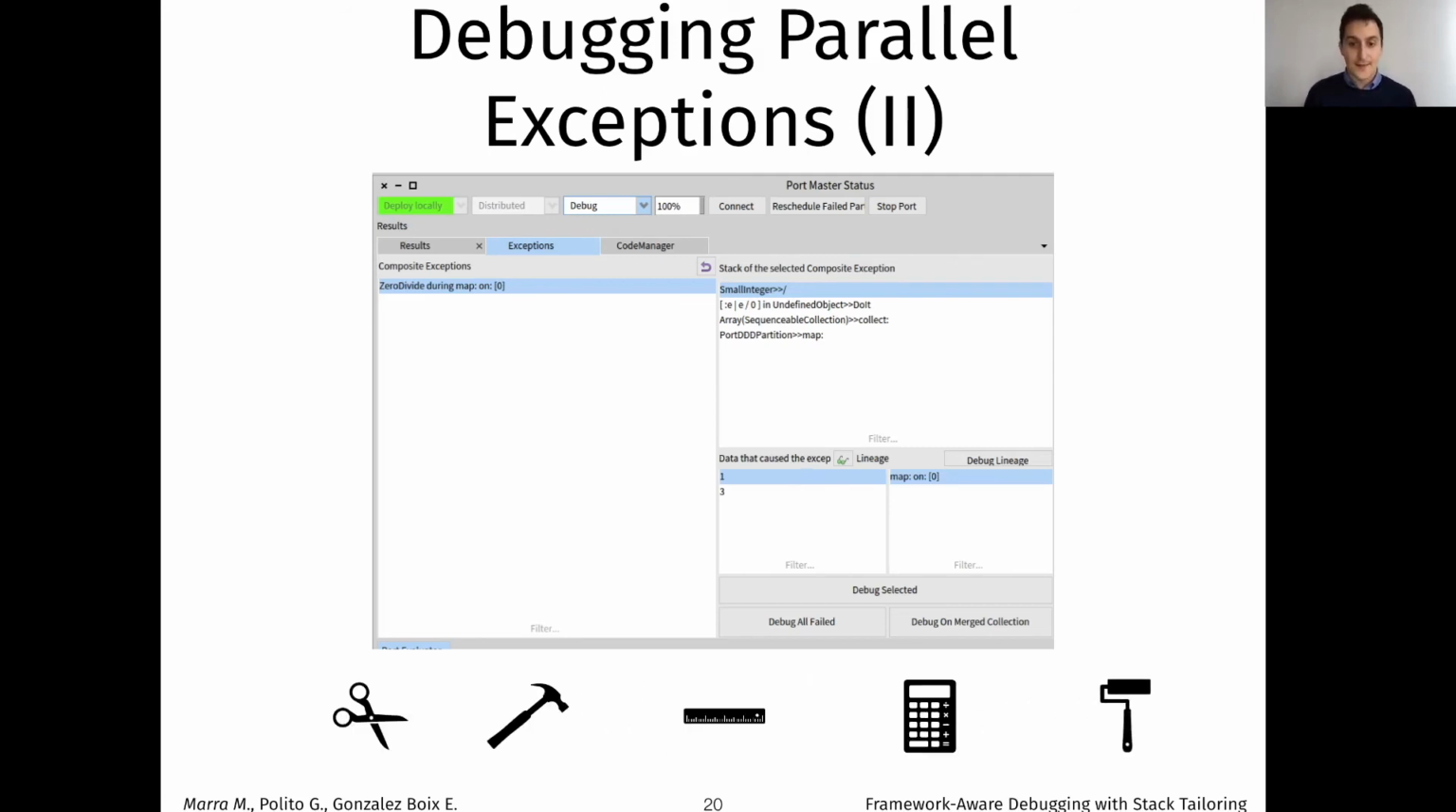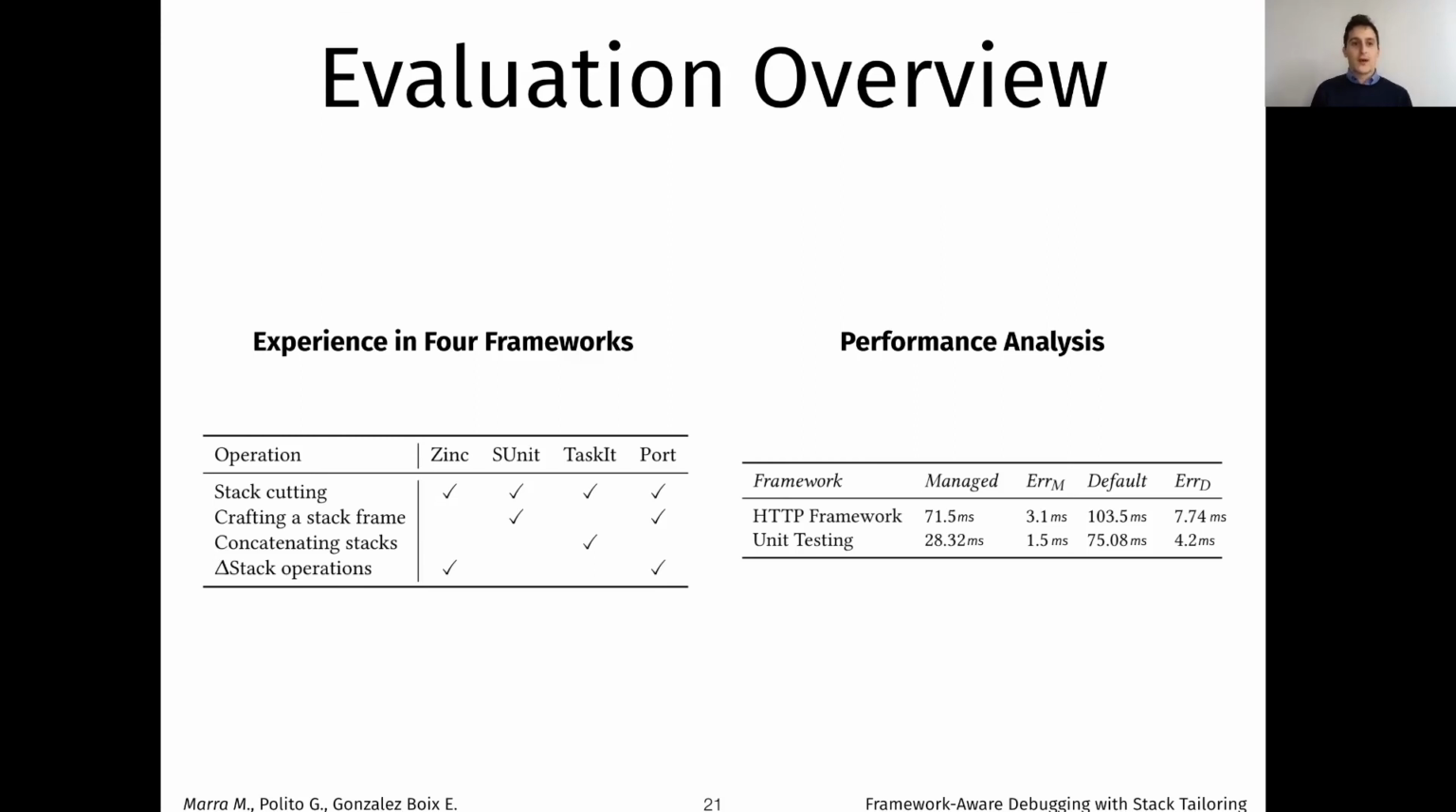In fact, this is a display of almost all of the functionalities together, because when debugging a parallel exception, we cut the stack to hide framework code, we generate a stack frame to display some important information about the framework, and we use the 3 delta stacks operation to provide such a debugging experience. To evaluate our approach, we provide our user experience in the 4 frameworks, and we also run a performance analysis to check if our approach introduces overhead in the exception handling. I will not go too deep into the performance analysis.